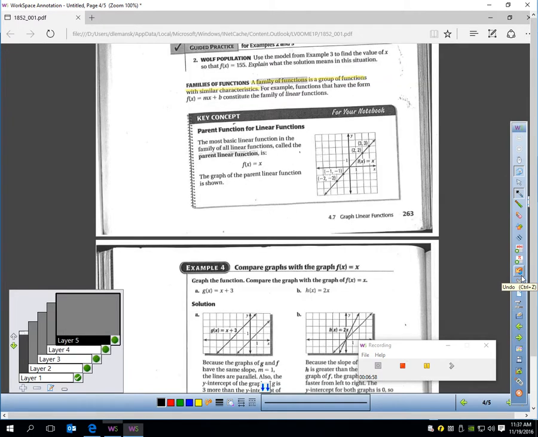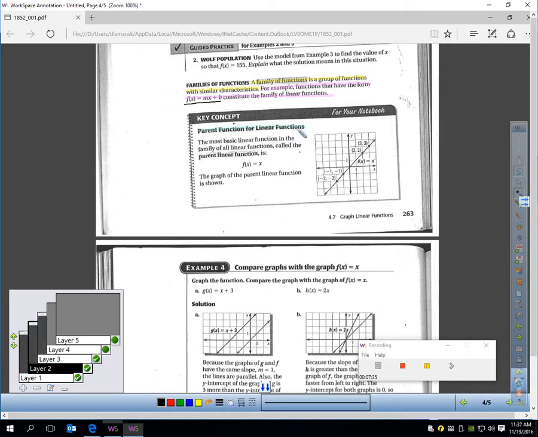Let's talk about a family of functions. This is another thing you'll definitely have to understand and be able to apply in your homework. A family of functions is a group of functions with similar characteristics. For example, functions that have the form y equals mx plus b, do you notice that's slope-intercept form? Functions in this family would be linear functions. These are all straight line graphs, so the functions in this form would be the family of functions that are straight line graphs. That's what this is saying.